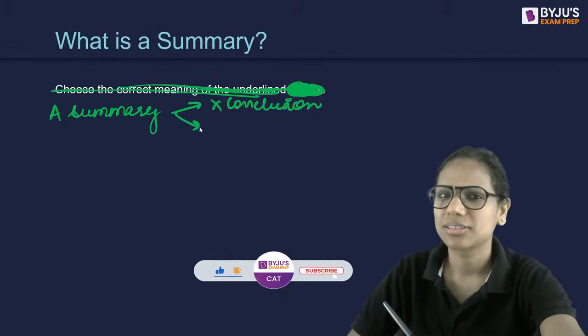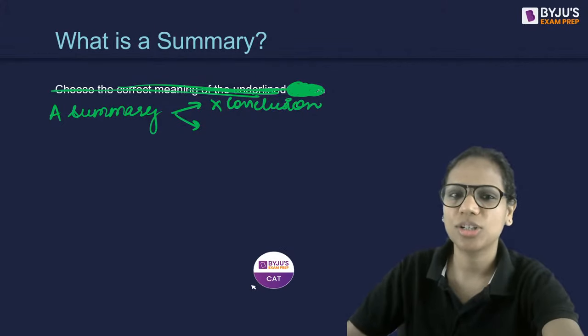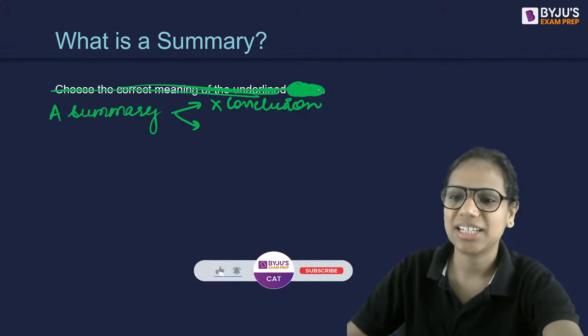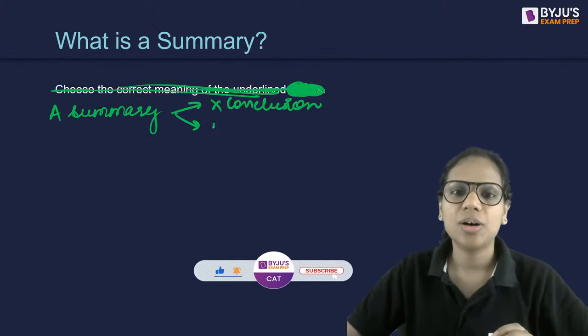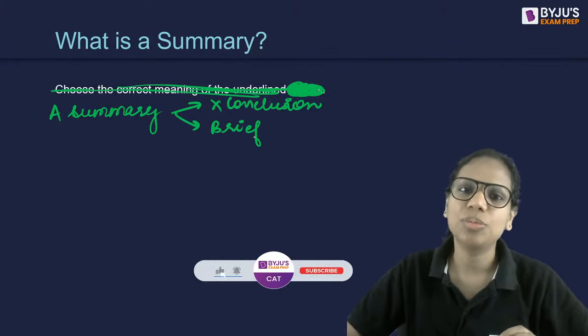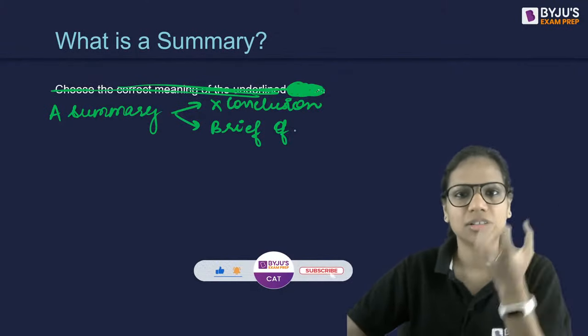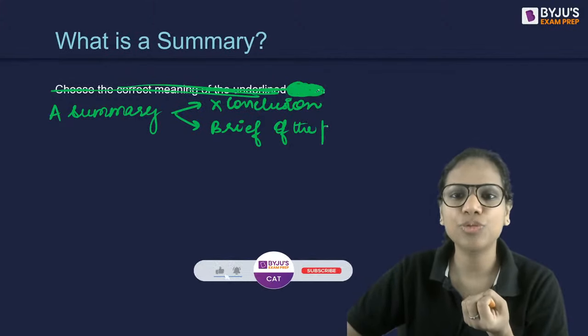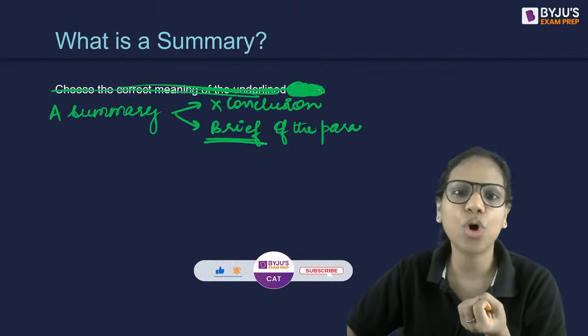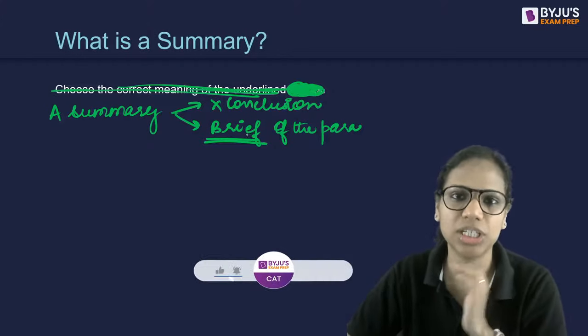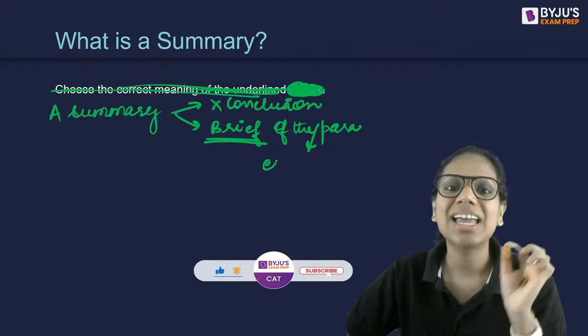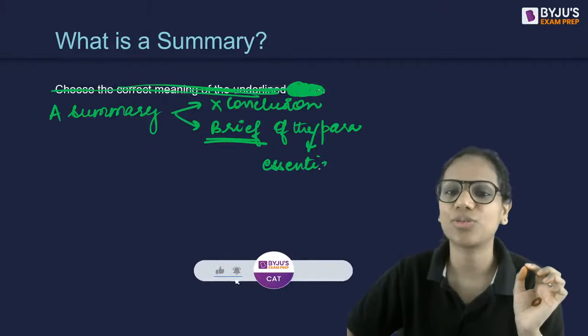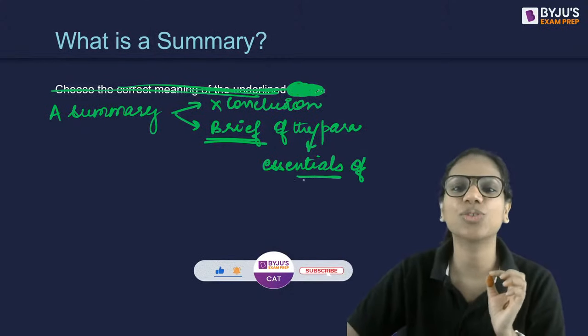So yes, a summary is not a conclusion. Then what exactly is a summary? See, although we say that it is the brief of the paragraph, a paragraph captured in brief, we also need to understand that we do not make a brief of each and everything that we read. A brief of the essentials of the paragraph.